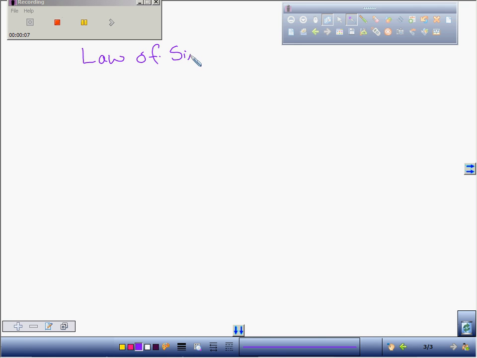Okay? And the law of sines says that if you see a sign that looks like a regular octagon and it says stop on it, you better stop, or you're going to get a ticket. And that's the law. So if you see a stop sign, you better stop. That's the law of sines. Okay? I'm just kidding.